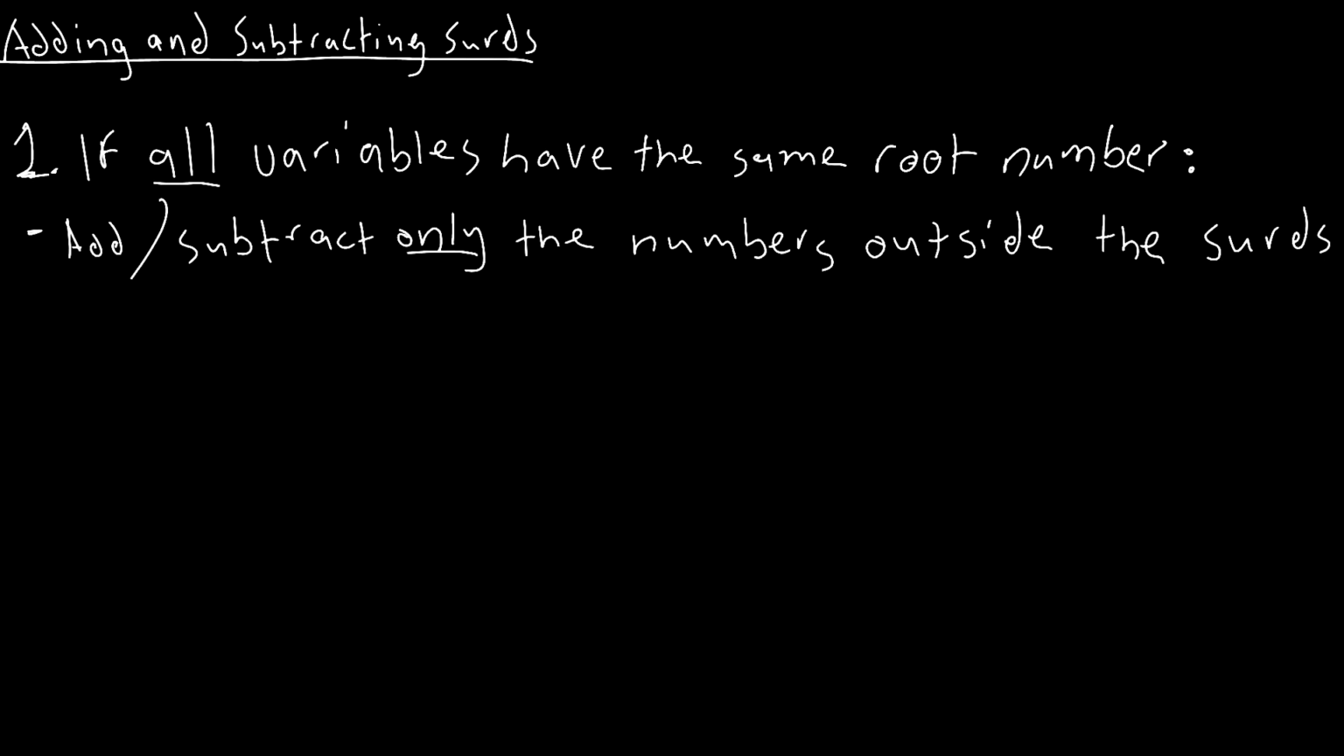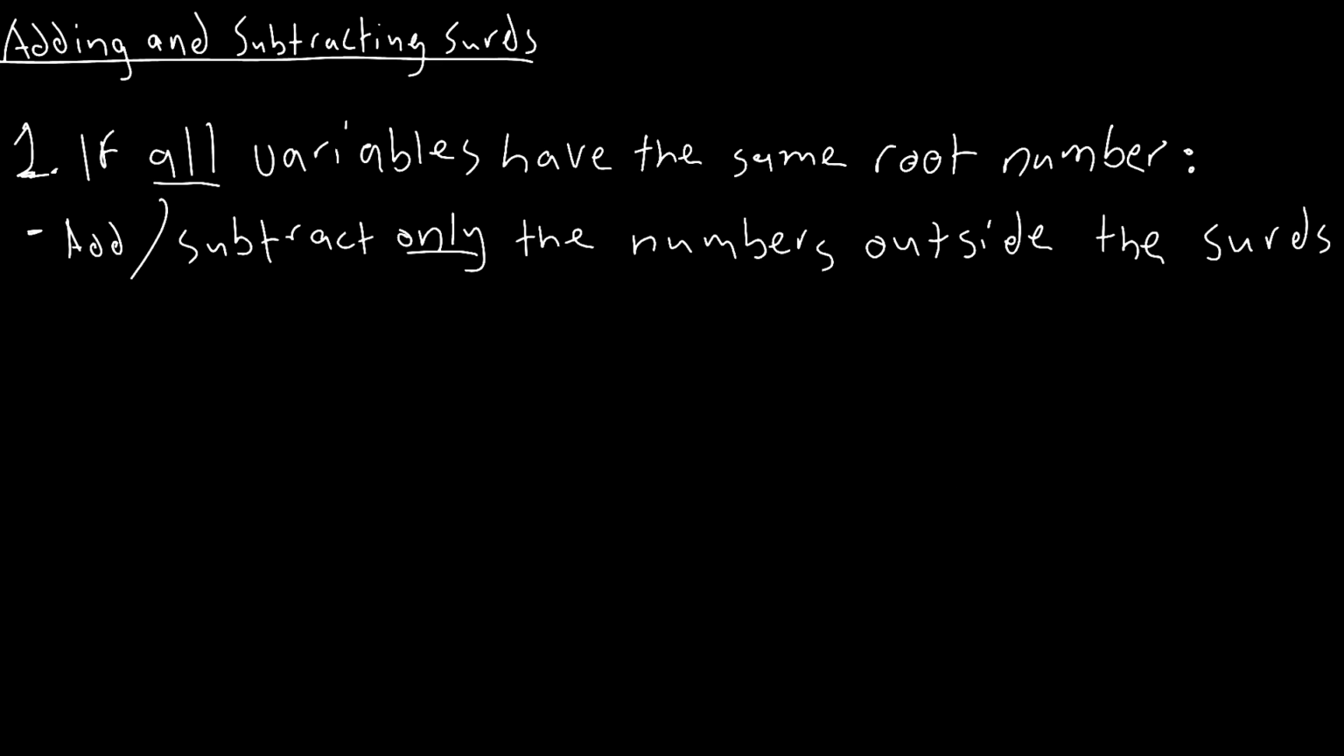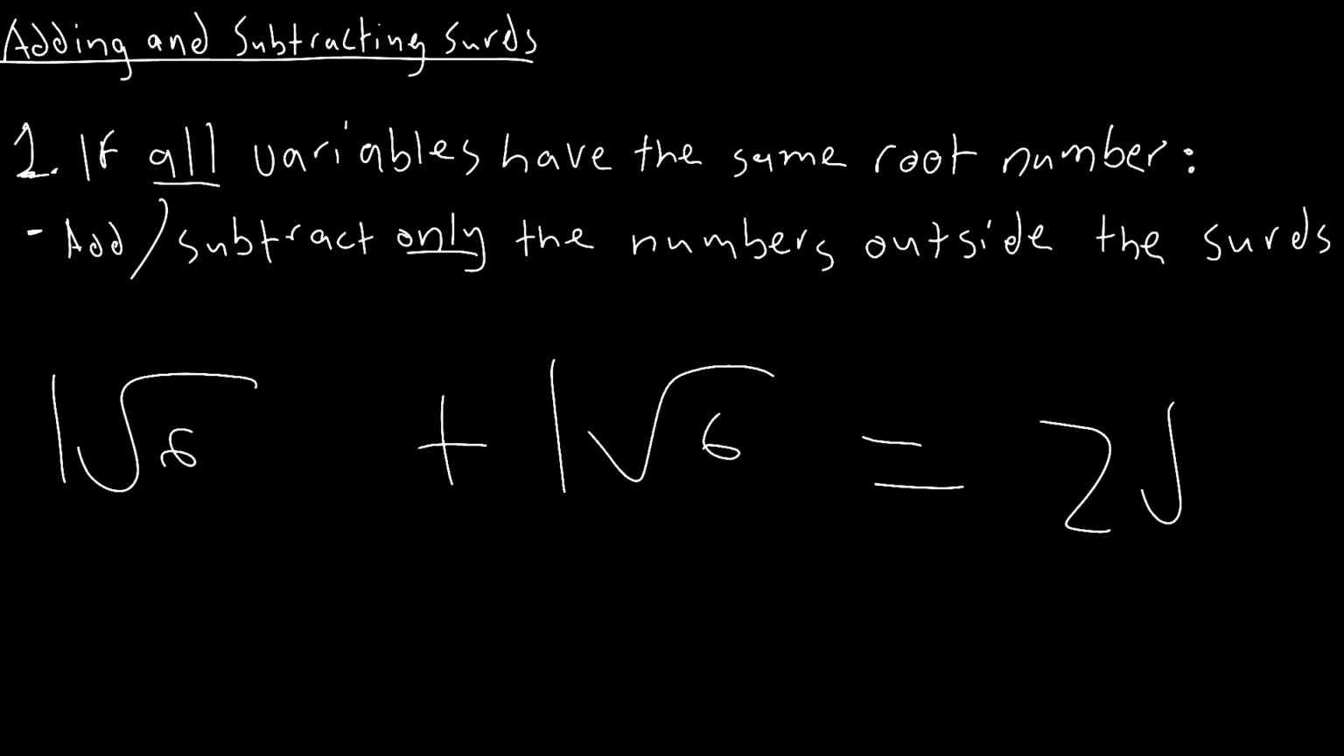For example, if I have 2 root 4 plus 3 root 4, we would have to add or subtract only the numbers outside the surds, in this case 2 and 3. So this gives me 2 plus 3 root 4, and that gives me 5 root 4, and that is my answer. If I have another example such as root 6 plus root 6, that just basically means 1 root 6 plus 1 root 6, which gives me 2 root 6.